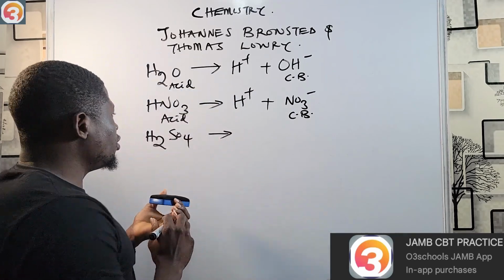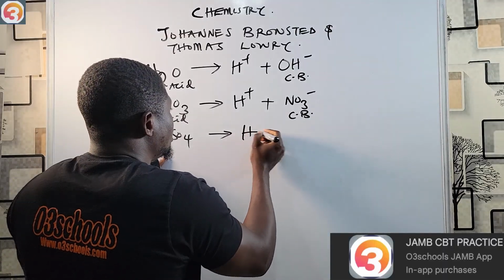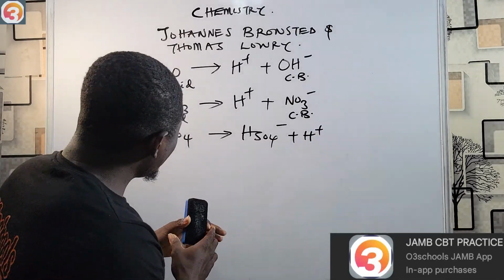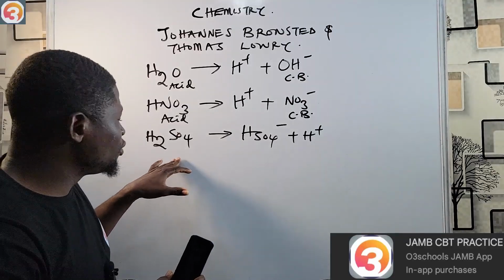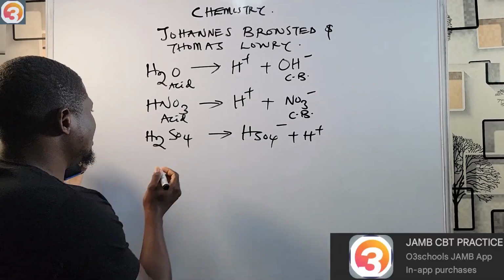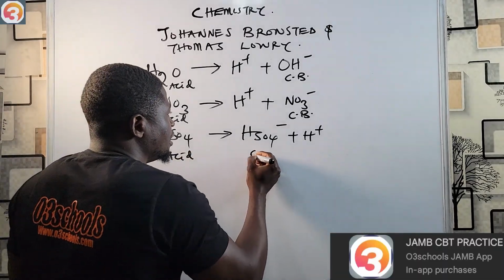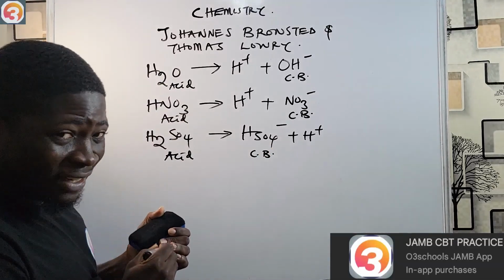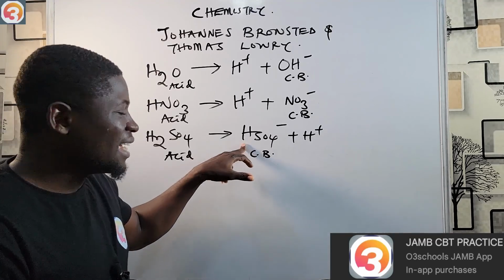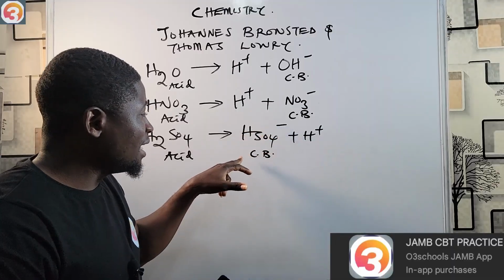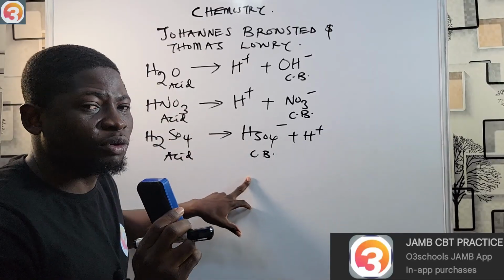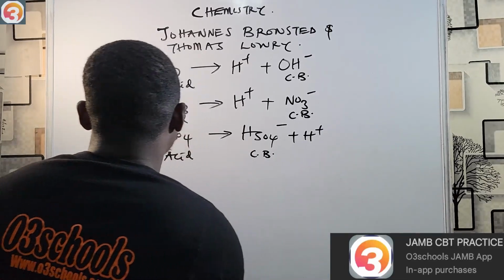All right. So H2SO4, the conjugate base, of course, will be HSO4 minus, plus H+. Now, you can see that the conjugate base of H2SO4 is HSO4 minus and not SO4 2 minus. This is the acid, and this is the conjugate base. So look at it very well. The conjugate base of H2SO4 is HSO4 minus and not SO4 2 minus, because the difference between a conjugate acid and the base is just one proton. All right. So let's see some other examples to drive this point home.